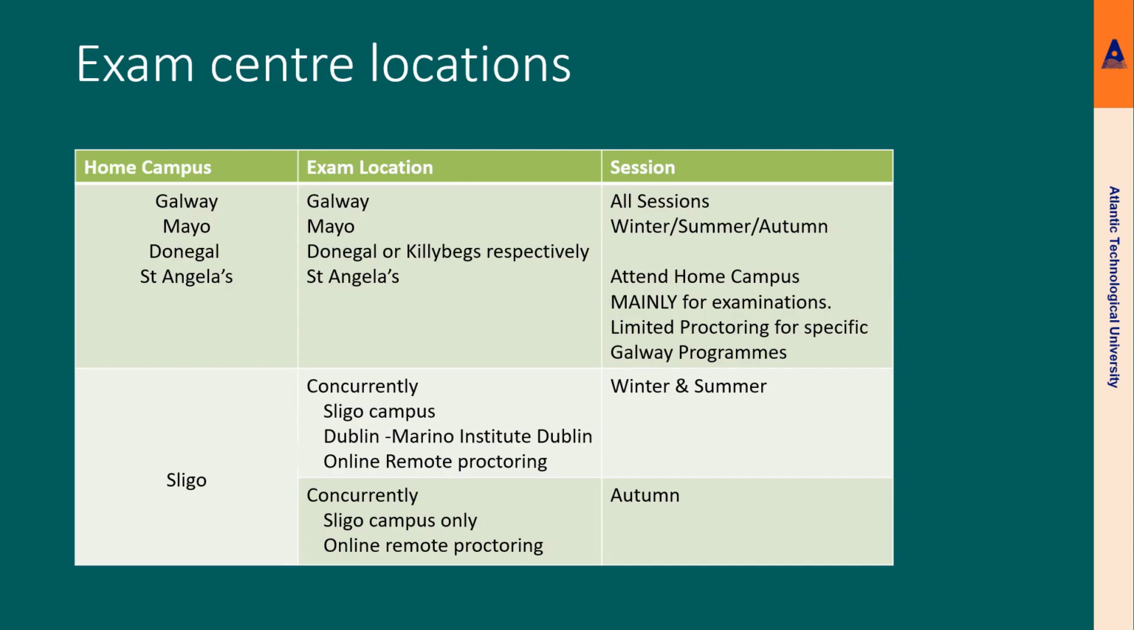For the Sligo online programs, if your home campus is based out of Sligo, there are some concurrent centres run in the Sligo campus, the Dublin in the Marino Institute, and there may be an opportunity to take the exam online by remote proctoring in winter and summer. But for the autumn repeat session, the exam centres are on the Sligo campus and the online remote proctoring only.